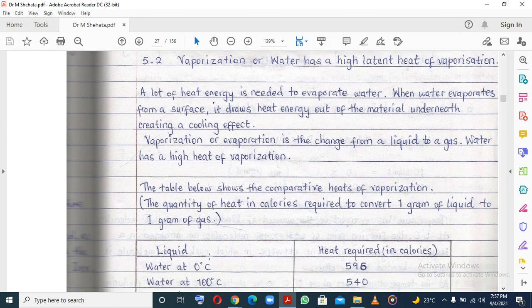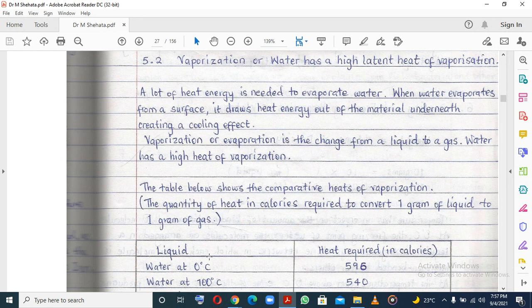So now we talk about vaporization, or latent heat of vaporization. When it comes to latent heat of vaporization, you are talking about how much energy 1 kg of a substance requires to be vaporized. A lot of heat energy is needed to evaporate water, or to vaporize water.